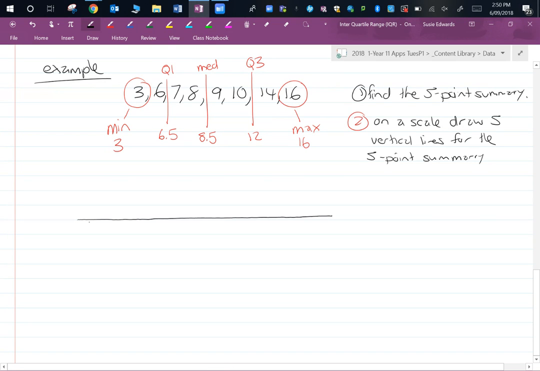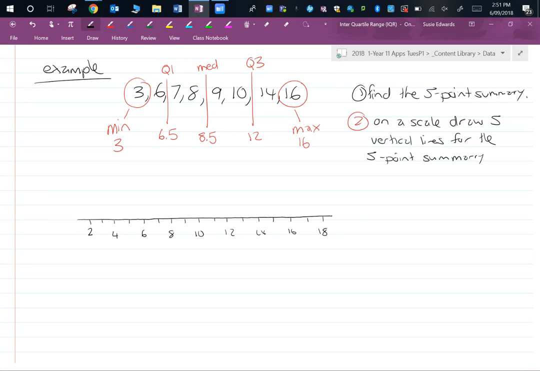So I'm going to start with 2, 3, 4, 5, 6, 7, 8, 9, 10, 11, 12, 13, 14, 15, 16. So I'm just going from 2 to 18. So there always has to be a scale down the bottom.